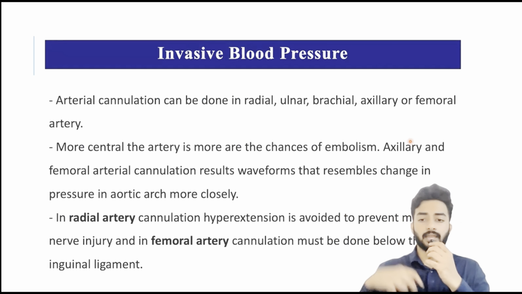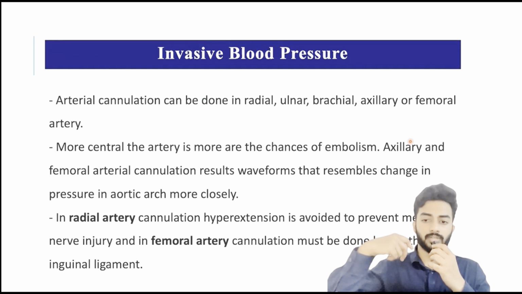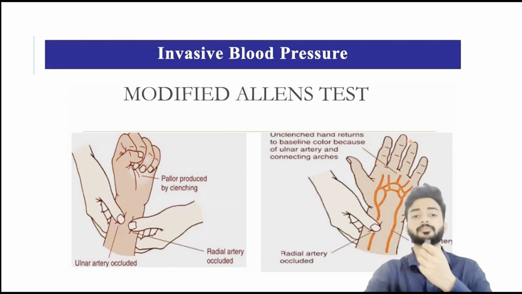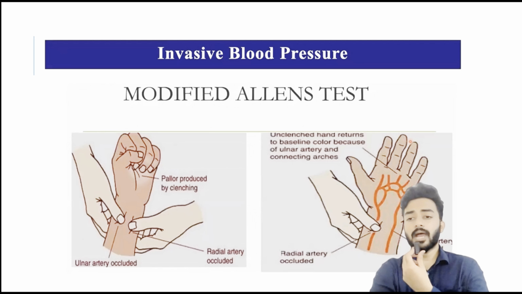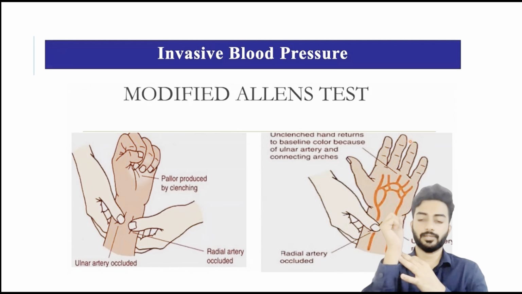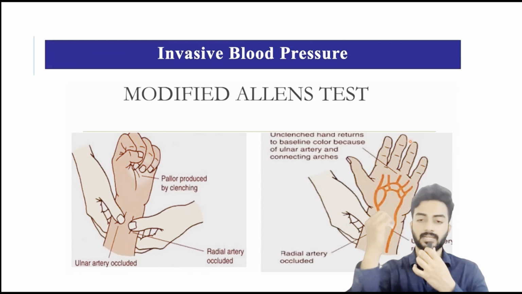You just place a roll and then you put the radial artery cannulation. And in femoral artery cannulation, you should not go and hit the inguinal ligament. These are the two commonly injured nerve and ligament during cannulations. So before putting an arterial line, you should perform the modified Allen's test. You should clench your fingers and occlude both the arteries and release the ulnar side, followed by the radial side.